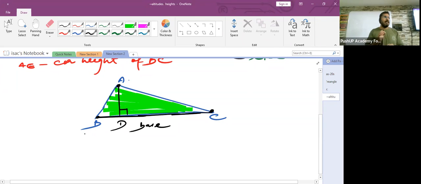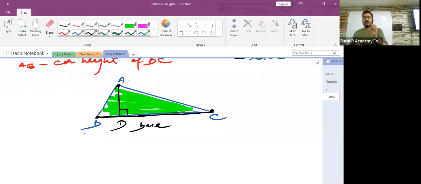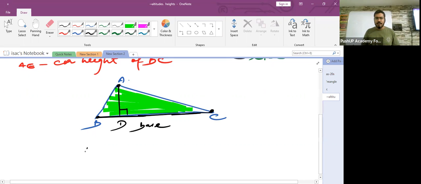Then what is AD? AD is the corresponding height of the base BC. Children, I'll ask you a very basic question which you have already utilized in class 7 and 8. What is the formula to find the area of a triangle whose base and height are given to you? Half into base into height.